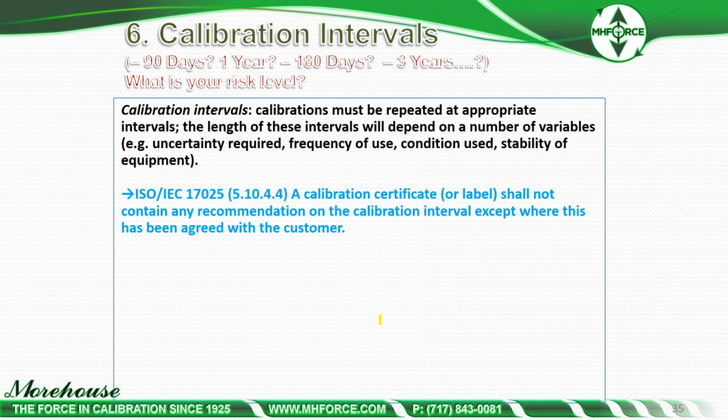We get to number 6, which is calibration intervals. You know, a lot of people have problems with this. You can do end of period reliability studies. You can do other things. Is it 90 days? Is it 1 year, 180, 3 years? It all depends on what your risk level is.